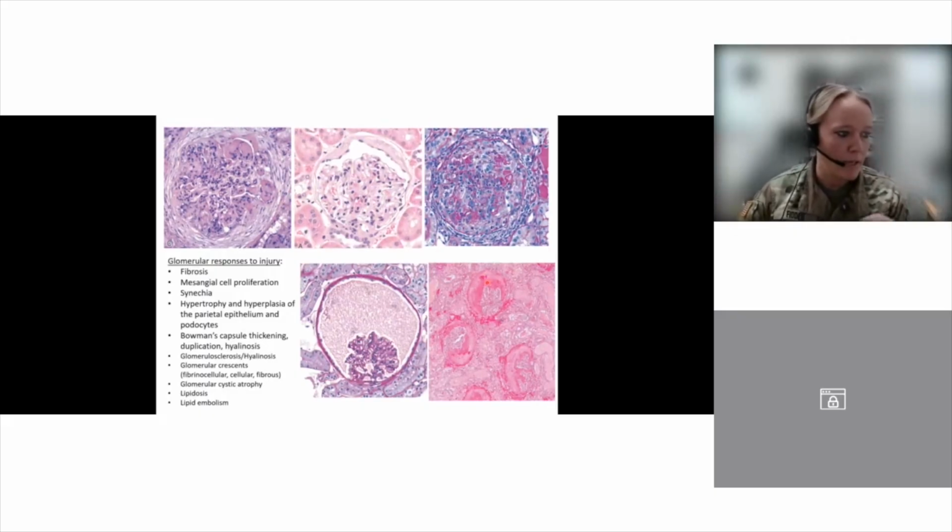You can get fibrin, you can get hemorrhage. All of these things can form crescents within there. You can get lipid deposition, lipid emboli, lipid within foam cells. Synechia, if you have adherence, I don't think there's a good image here, but adherence of the glomerular tuft to Bowman's capsule. So those are all just different types of injury that can occur to a glomerulus.